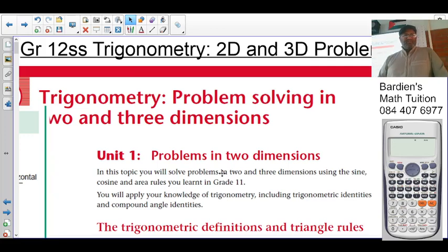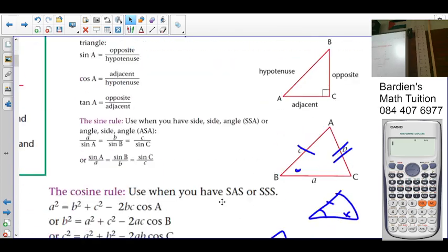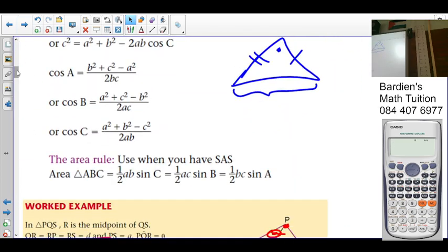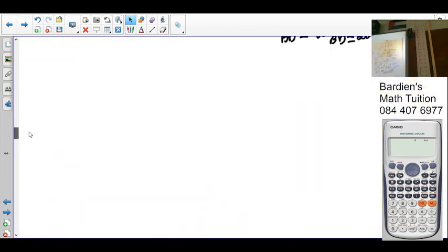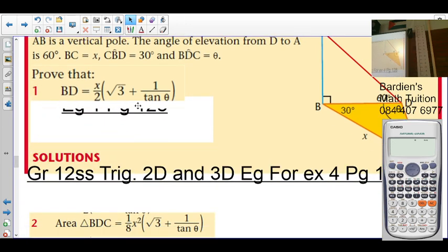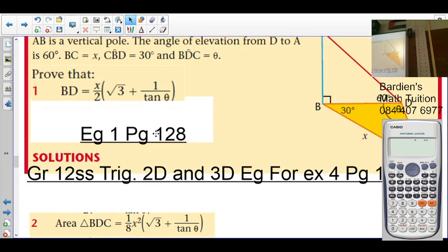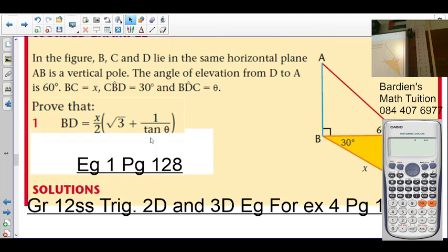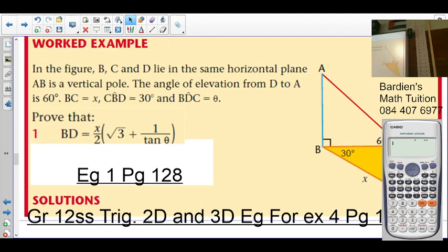Okay, good morning class. So today we're looking at trigonometry, 2D and 3D problems. We're looking at example 1 on page 128, and this is for exercise 4 on page 128.